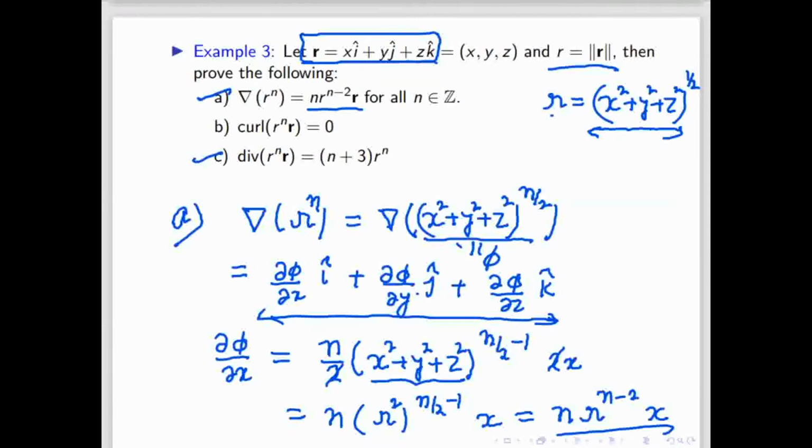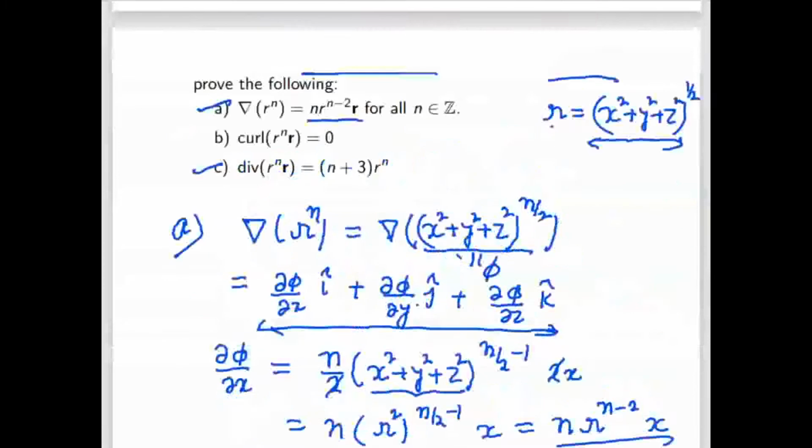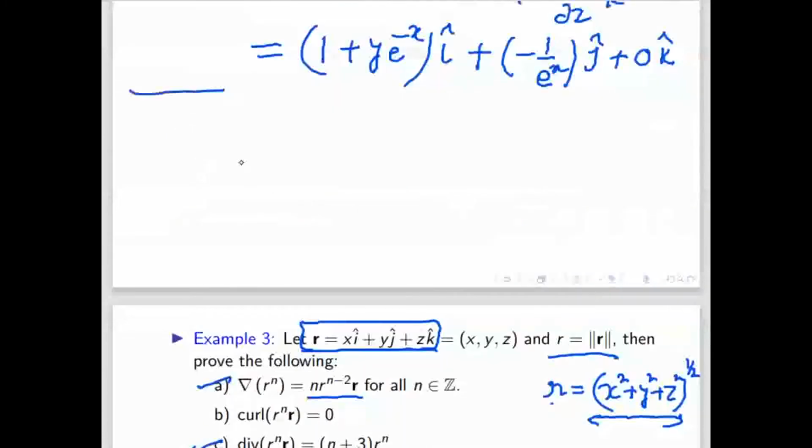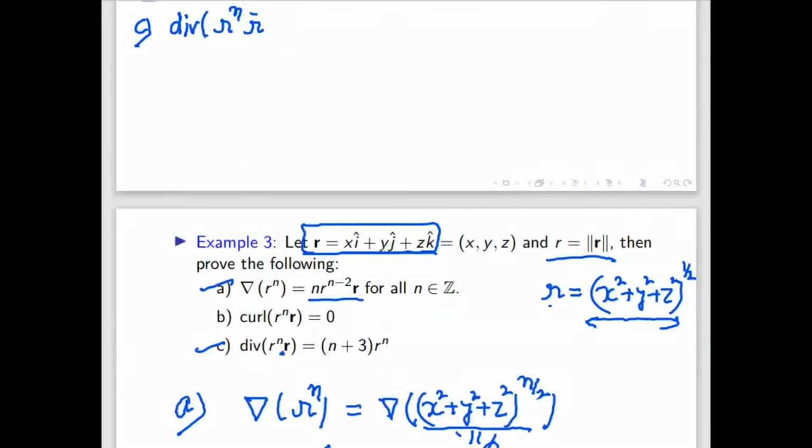So now we'll do part C. As you said, part C, divergence of r to the power n into r equal to n plus 3 r to the power n. So I will do part C. This is part C, divergence of r to the power n and r. So this r means the vector r, so I'm putting the vector symbol here.